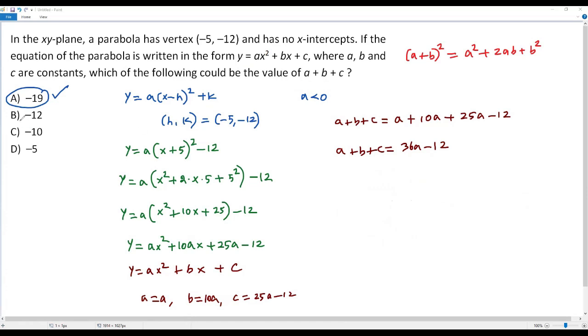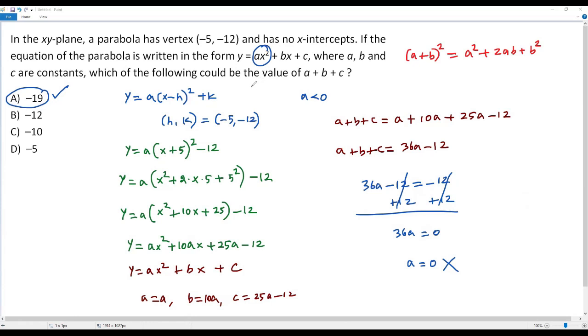Now let me check answer choice B, that is we have to verify this value negative 12. Let me take this negative 12 as the value for this, that is 36a minus 12 equals negative 12. Now let me add 12 to both sides of this equation, then this one will cancel. Here also it will cancel. I'm getting 36a equals 0. When I divide both sides of this equation by 36, I'm getting a equals 0, which is not possible because in this quadratic function, if a is 0, then there will be no x square term.